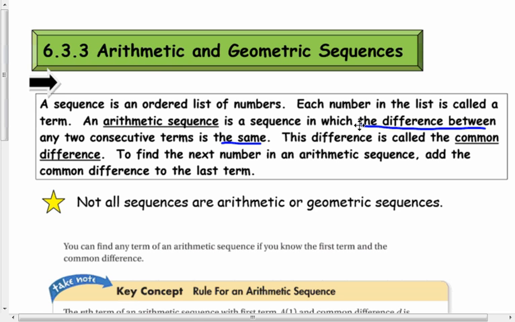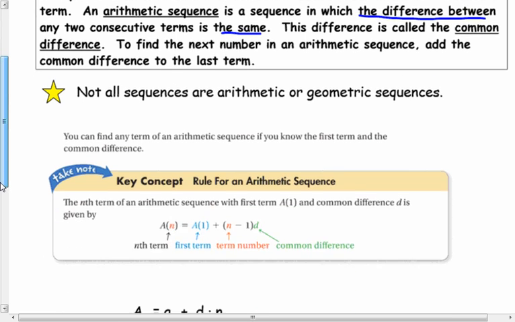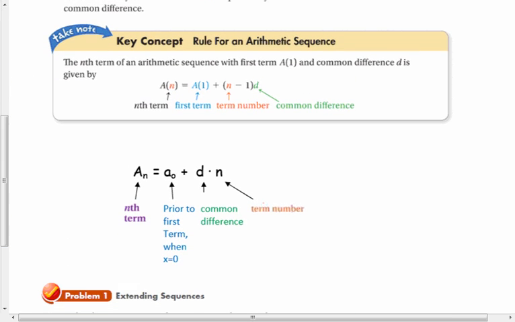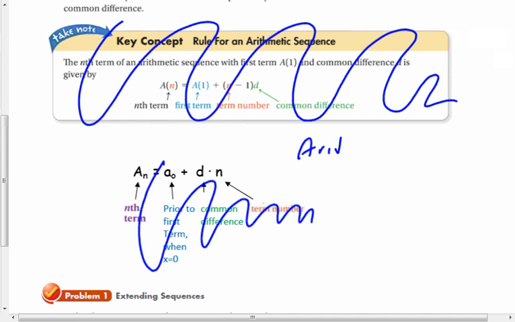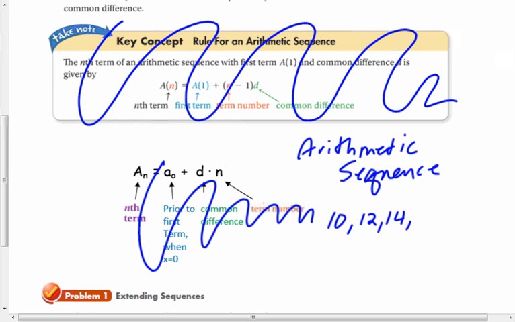That sounds a little complicated, but let me give you an example. I'm going to change this formula here. We're not going to use this formula, so you can just cross that right out. I'll show you what formula we're going to use in a second. But here's an example of an arithmetic sequence. I'll make a real simple one. Here we go: 10, 12, 14, 16, and this keeps going.